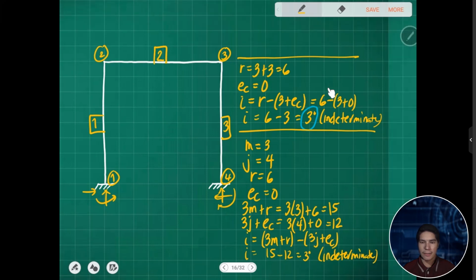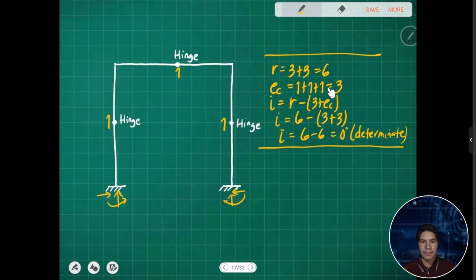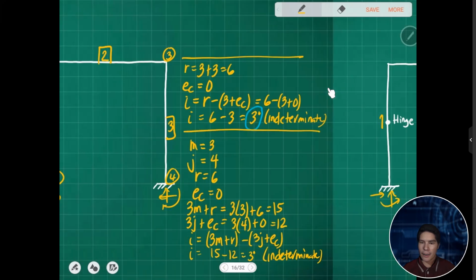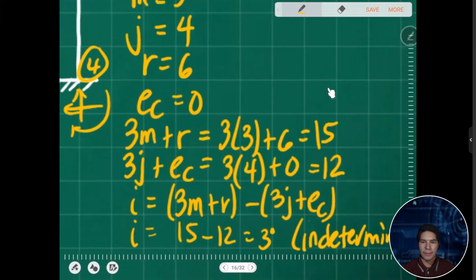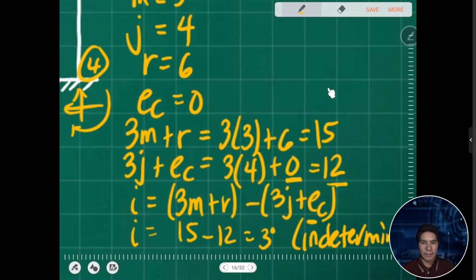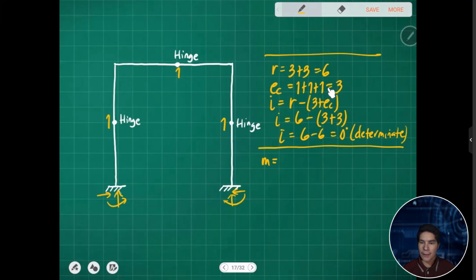So it's the same with this one. If we count the number of members, you just need to add 3 here for the internal hinges. So if you add 3, this becomes 15. So 15 minus 15 becomes 0. So that's the same procedure anyway.